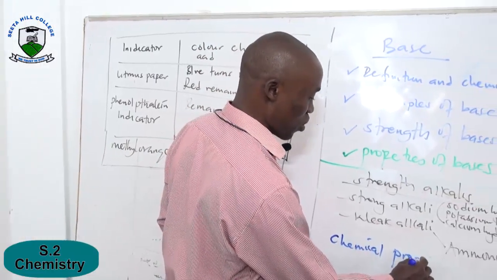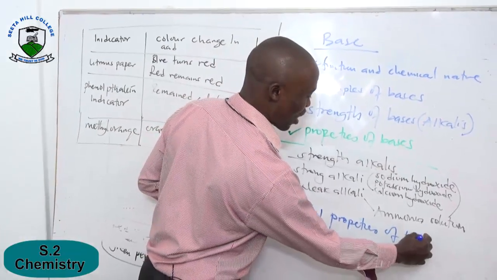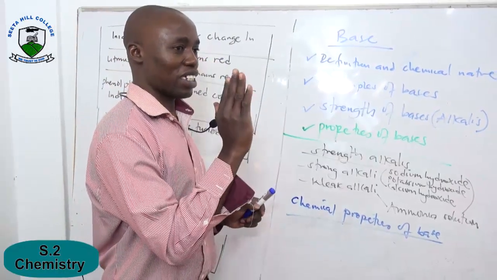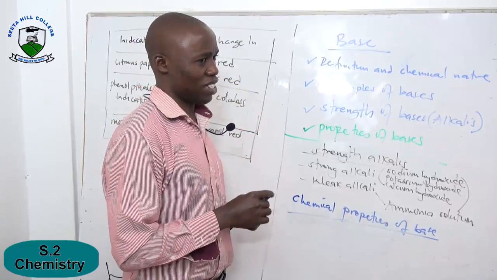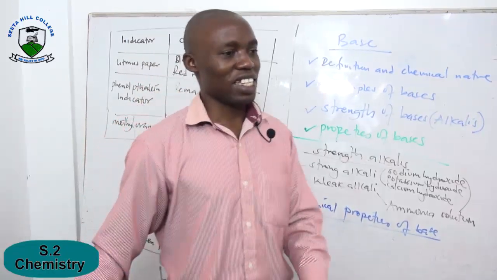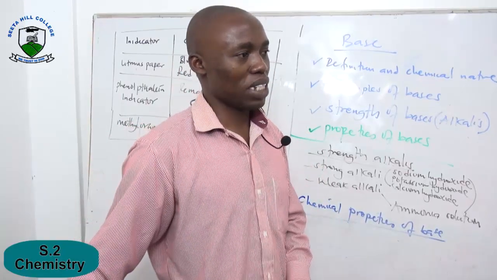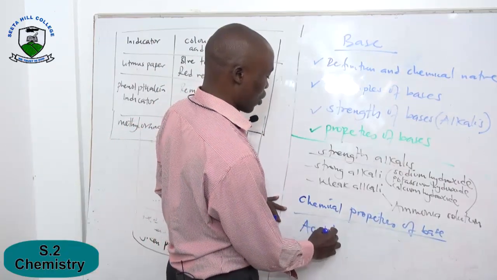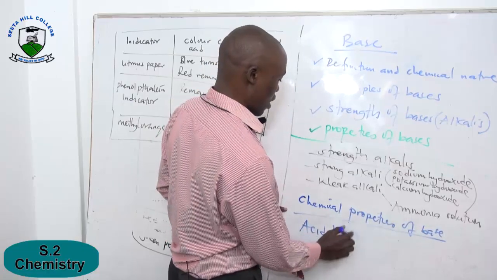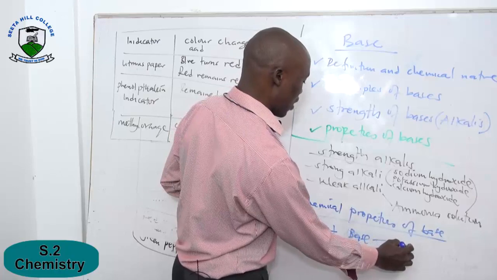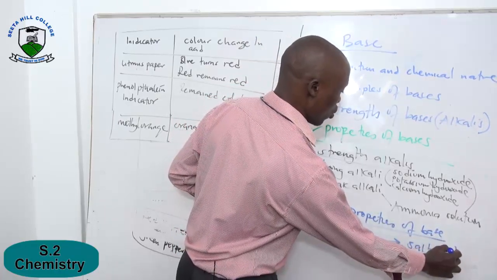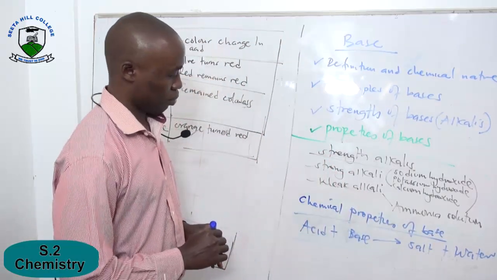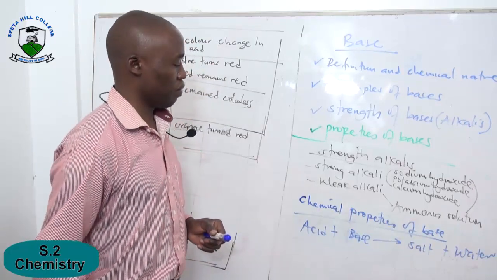The first chemical property, you know it. I'm waiting for it from you. A base contains hydroxide ions only, and oxide ions. The next chemical property of a base: bases react with acids to produce salt and water only. And that reaction, we called it a neutralization reaction. I think that's very, very clear.